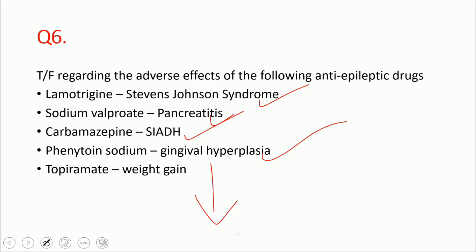Actually, a lot of these anti-epileptic drugs cause weight gain, right? But topiramate causes weight loss, so that is wrong.